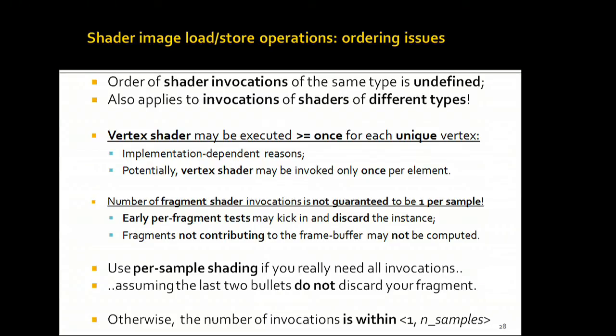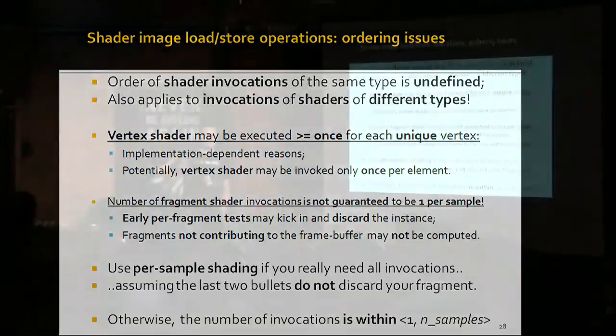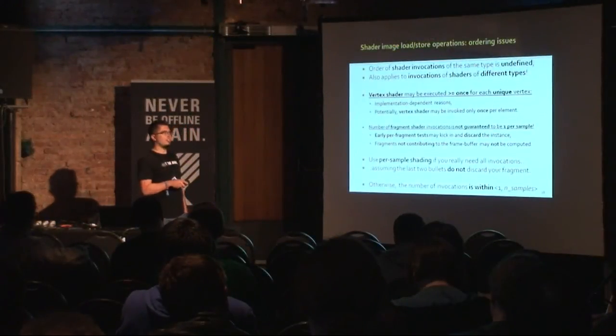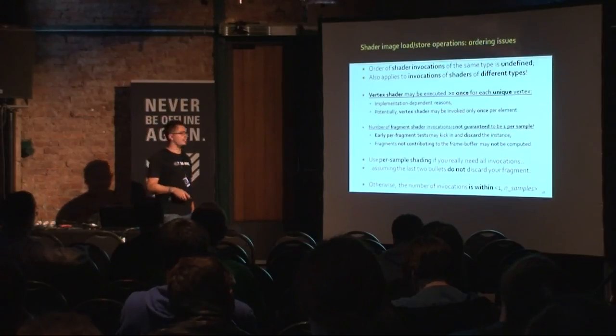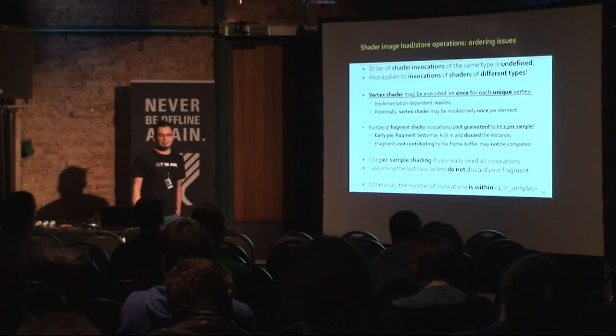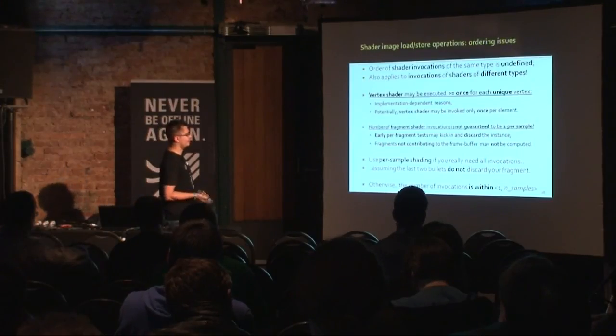Furthermore, the implementation is allowed to make certain optimizations when it comes to rendering. So this is something that I enlisted in here. So first of all, your vertex shader may be executed more than just once for each unique vertex. This can be for implementation-dependent reasons, and one of the examples is that your vertex shader is allowed to be invoked only once per element. So if you do a glDrawElements call, and you reuse the same index for various invocations, your vertex shader is allowed to be only invoked once for that particular index. This can really backfire when you're coding something and need to meet the deadlines.